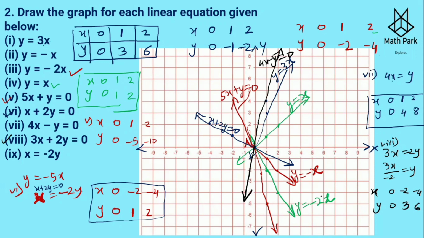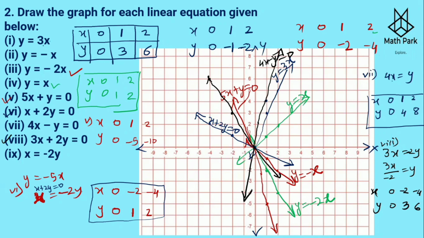So let us plot this: 0, 0, and minus 2, 3. Minus 2 and 3 is this point. Then you have minus 4, 6: minus 4 on the x-axis and 6 on the y-axis. So you got these 2 points, and then 0, 0 is there. So all of these lines are passing through the origin, you can see. All of these lines.